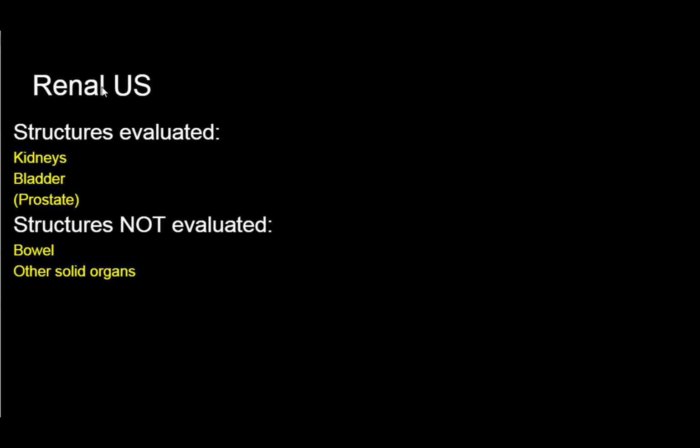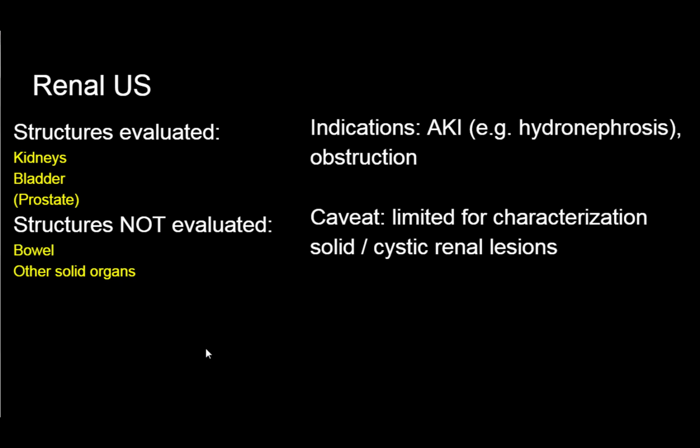Another type of ultrasound exam is the renal ultrasound. For this, the kidneys and bladder and a limited evaluation of the prostate are performed. We do not include the bowel or other solid structures within the renal ultrasound. Typically, patients will get a renal ultrasound if they have AKI, acute kidney failure, and when they're looking for obstructive causes from, for example, stones.